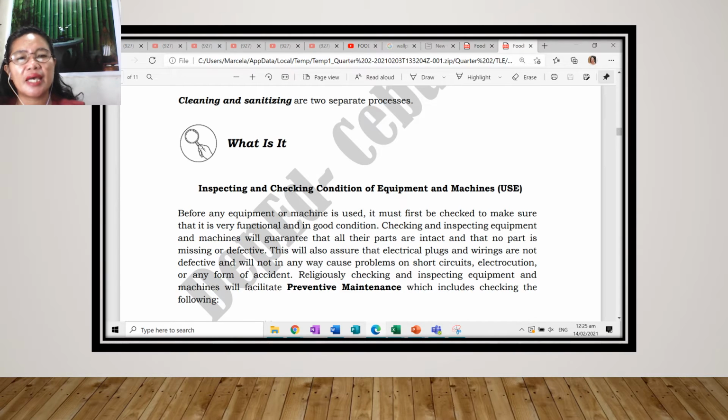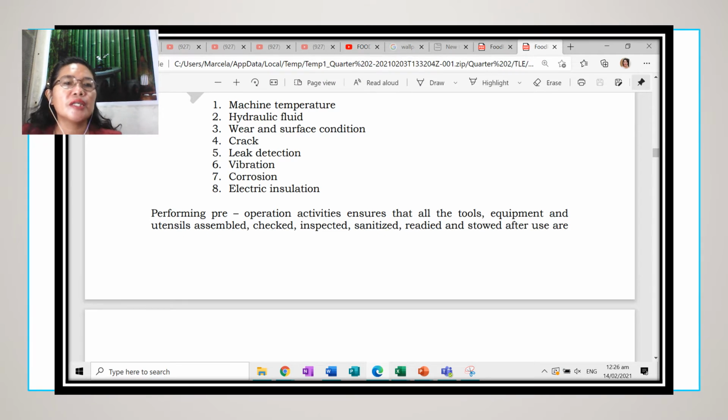Religiously checking and inspecting equipment and machines will facilitate preventive maintenance, which includes checking the following. Number one, the machine temperature. Number two, hydraulic fluid. Number three, wear and surface condition. Number four, cracks. Number five, leak detection. Number six, vibration. Number seven, corrosion. And number eight, electric insulation.